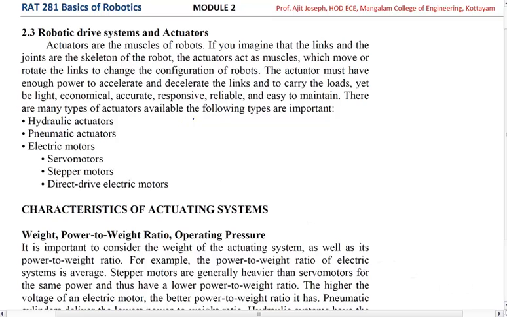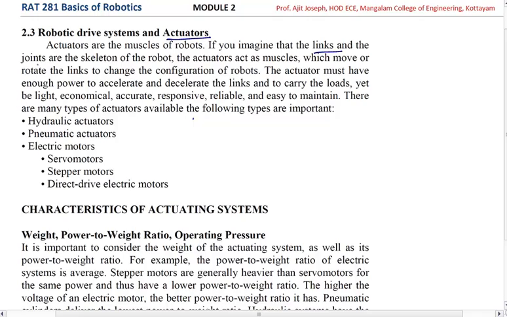Hello students, next we will look into the robotic drive systems and actuators. What is an actuator? Actuators are those components in a robotic system that produce the movement.